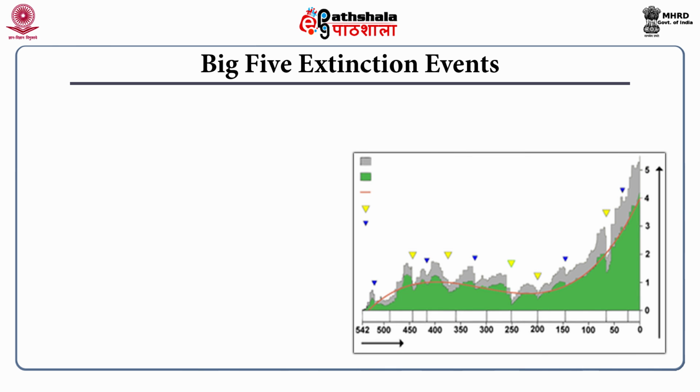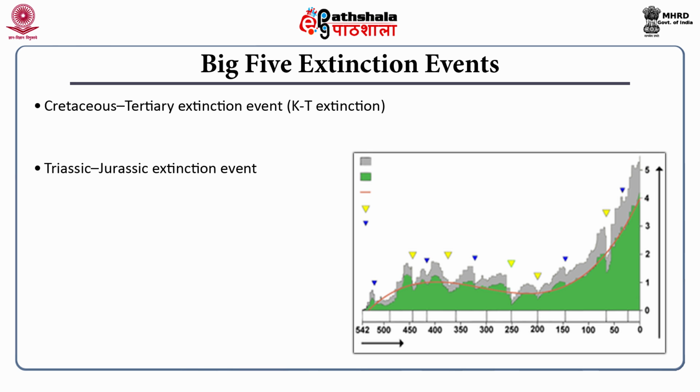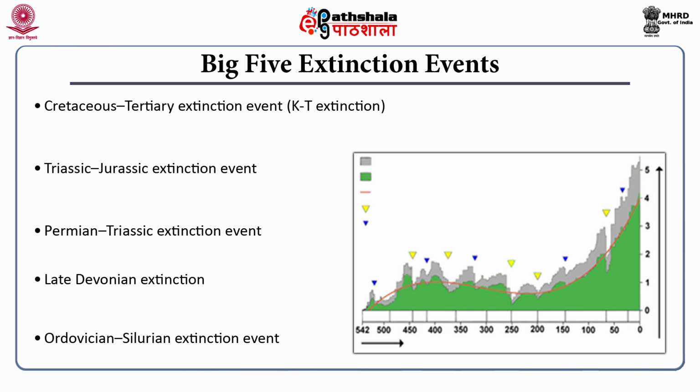The 5 major extinction events that have ever happened on planet Earth are the Cretaceous-Tertiary event, also called the KT extinction or Cretaceous-Paleogene extinction event, which is the most recent one; the Triassic-Jurassic extinction event; the Permian-Triassic extinction event; the late Devonian extinction event; and probably the first one, the Ordovician-Silurian extinction event. We will come across all these major 5 extinction events and their causative factors.